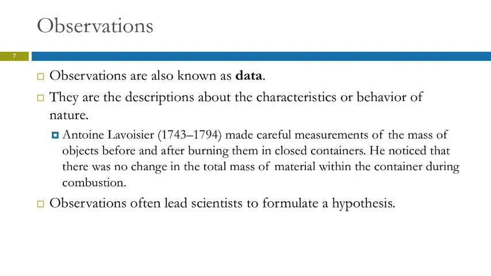Data can be numbers, the mass of an object, the temperature, or it can be descriptive, qualitative. What color is it? How hard is it? Those sorts of things. So as an example, this is the example given in your book. Antoine Lavoisier, famous scientist that lived in the 1700s. He made careful measurements of the mass of objects before and after burning them in closed containers.